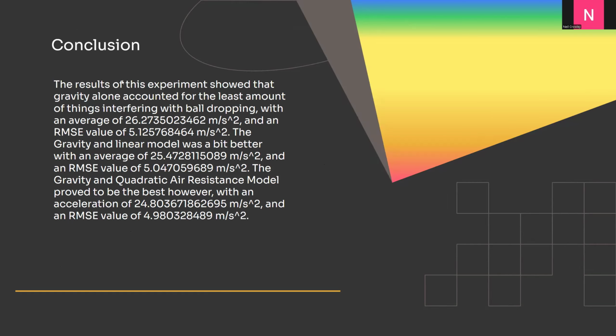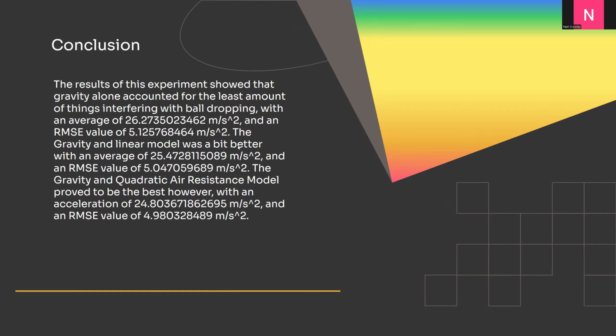And the conclusion was that the results of this experiment showed that gravity alone accounted for the least amount of things interfering with the ball dropping, with an average of 26.27 meters per second squared and an RMSE value of 5.12 meters per second squared. So it had the highest, which made it the least accurate.